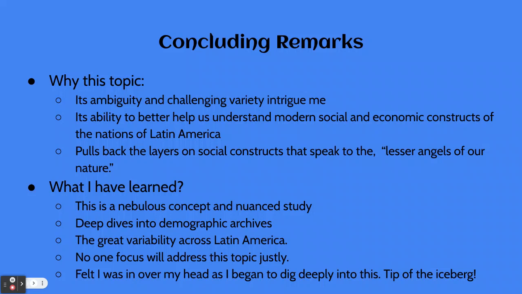So what I've learned is it's a nebulous concept. It's a nuanced study. Clearly, in the context of taking this master's program, I'm not going to be able to make any new ground here. It involves deep dives into demographic archives and studies of marriage records and documents, as all history does. There's great variability across Latin America, which is a real challenge. So you can't just look at one area and think, "Oh, this is the way it is across everywhere," across the entirety of Latin America.